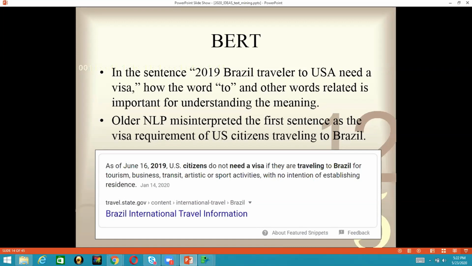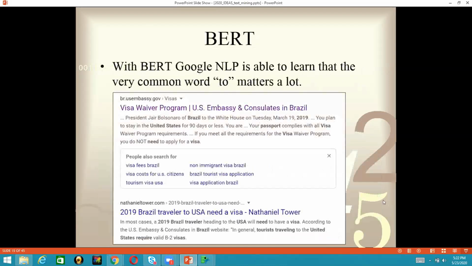It reads it as the visa requirement of U.S. citizens traveling to Brazil. So U.S. citizens do not need a visa if they are traveling to Brazil. Well, actually, it's not what the sentence means.